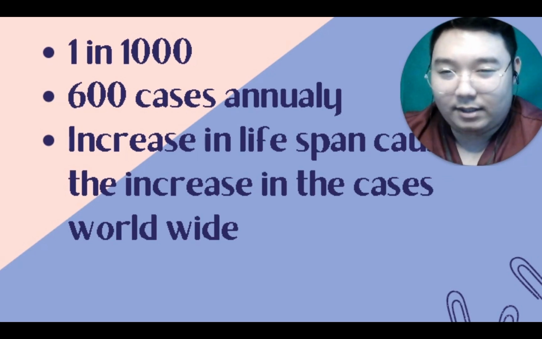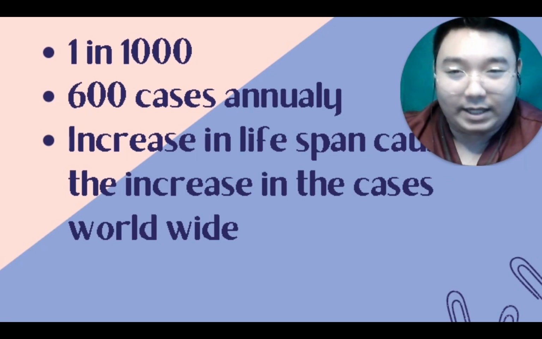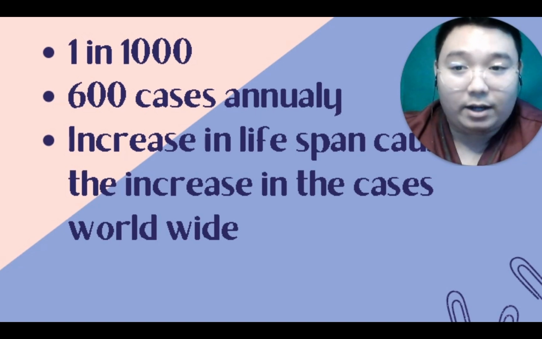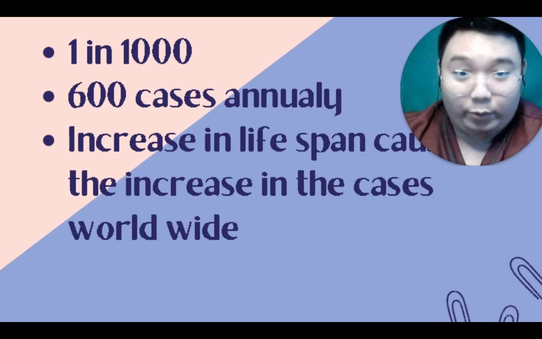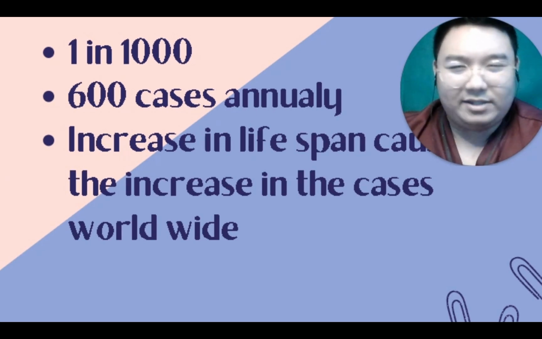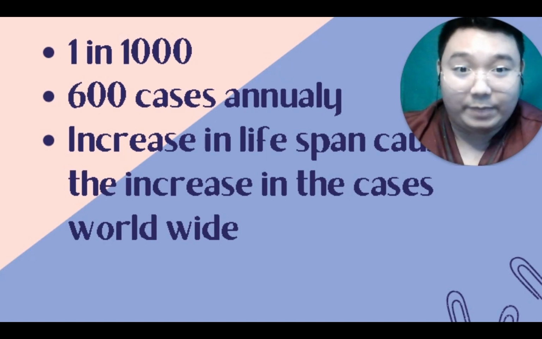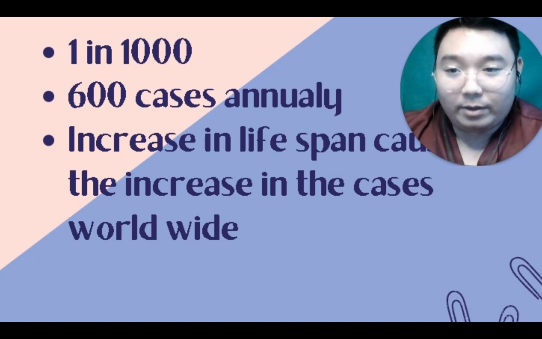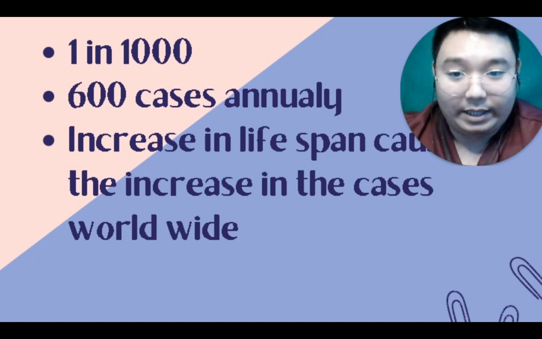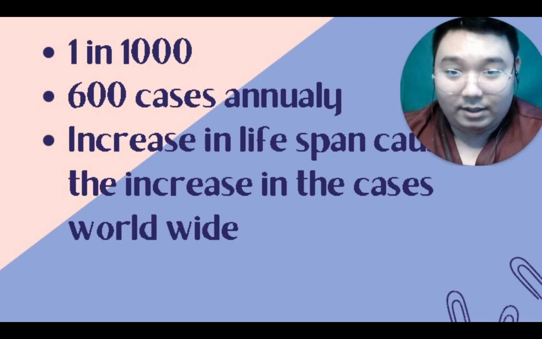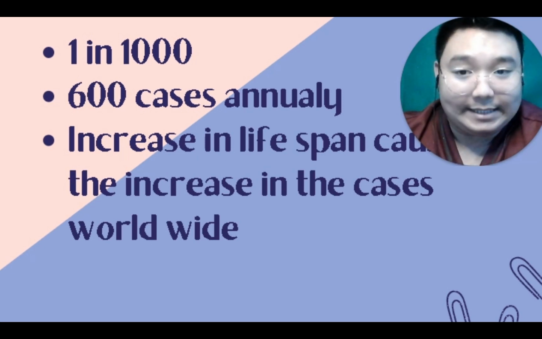Next, an increase in lifespan causes an increase in the cases worldwide. Maybe you're asking, what is the relationship of lifespan and Down syndrome? As I've said earlier, an increase in the mother's age increases the risk of having a child with Down syndrome. So, in the past decade, since there is an increase in lifespan, there is also an increase in the cases.